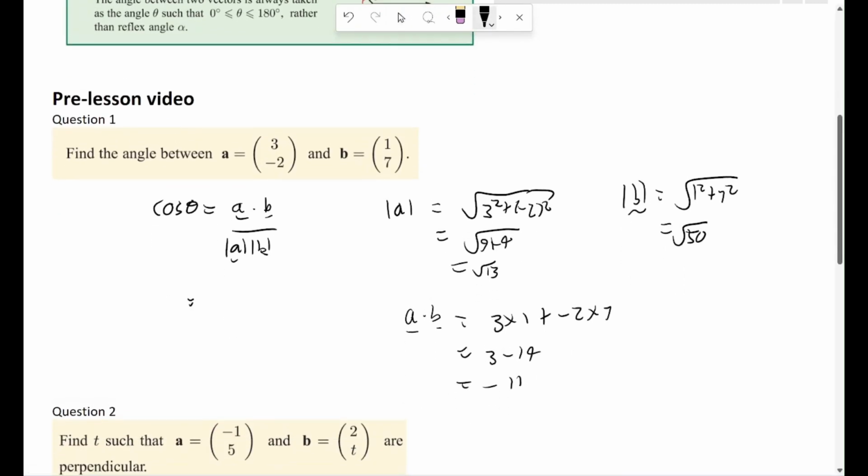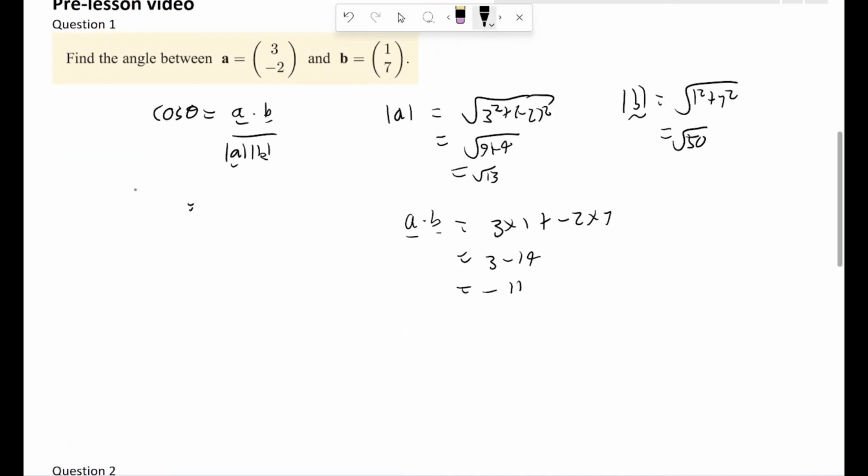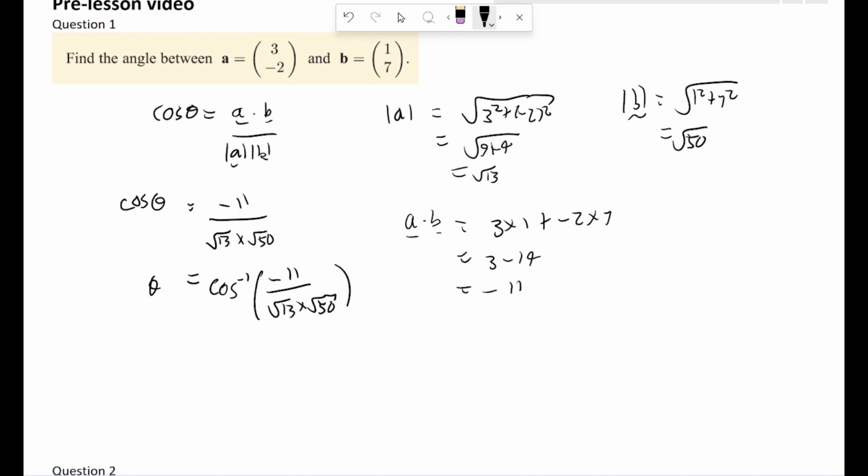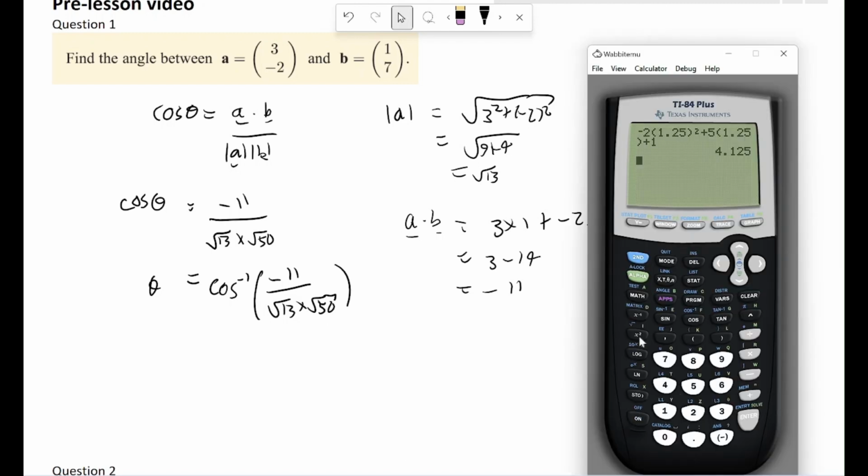So cos of theta equals minus 11 on the top, and it's going to be root 13 times root of 50 on the bottom, and then we can just put that in. Theta equals inverse cos of all that stuff. All right, so we can do that and we'll see what we get. So here we go. Inverse cos of minus 11 divided by root 13 times root 50.